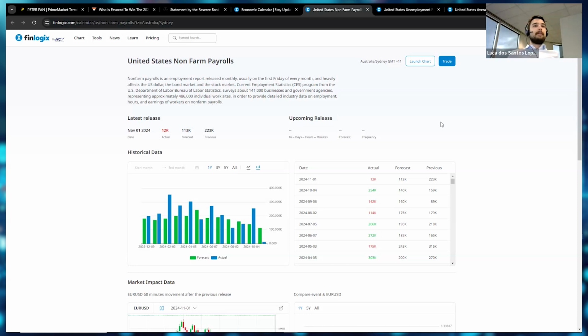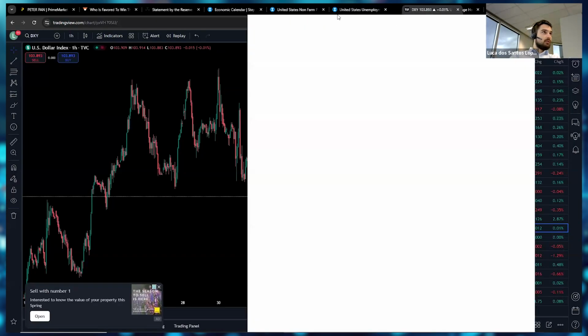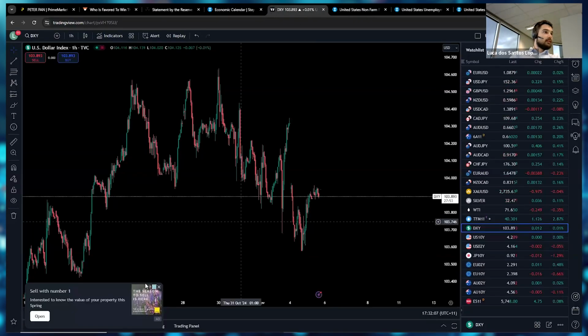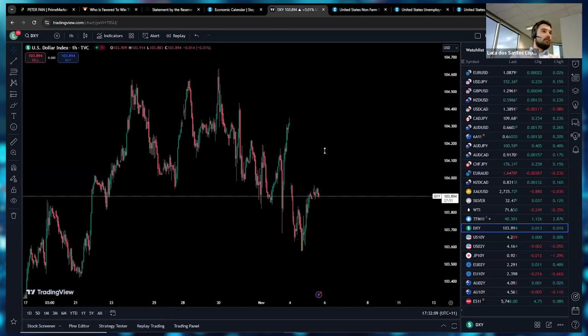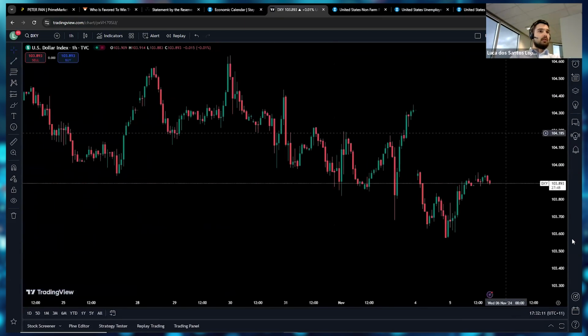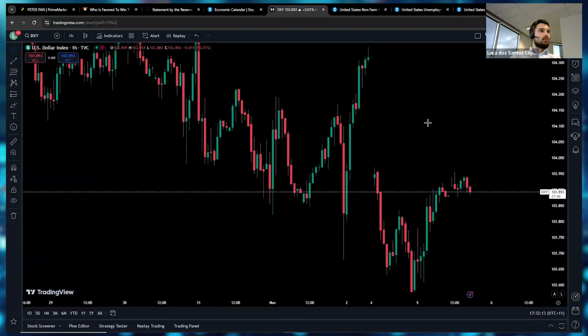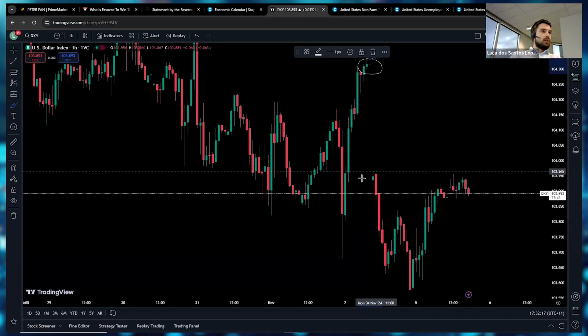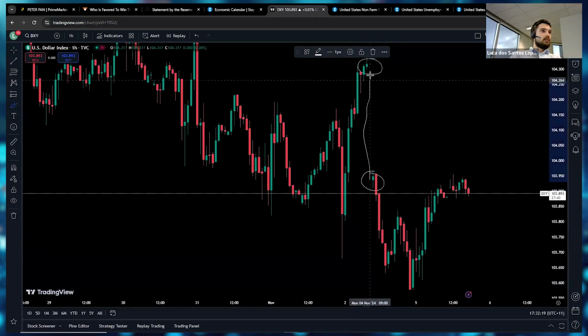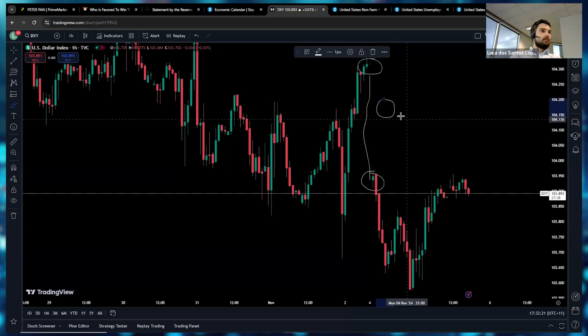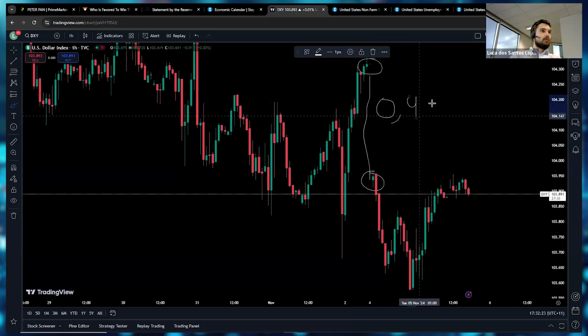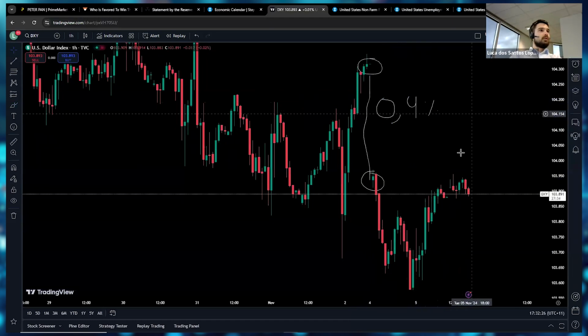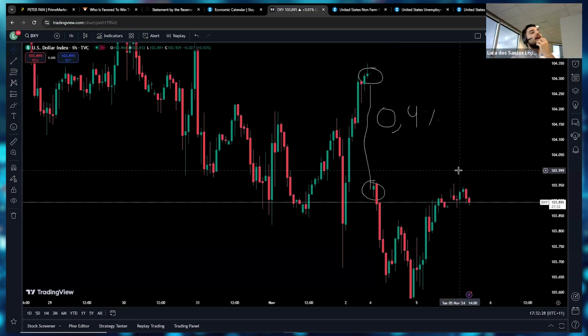Okay, that's really bad. If we look at the DXY, as I was saying to everyone before, we can see a huge gap here on the opening on Monday. From here to here, that is 0.4%. So 0.4% of a gap.